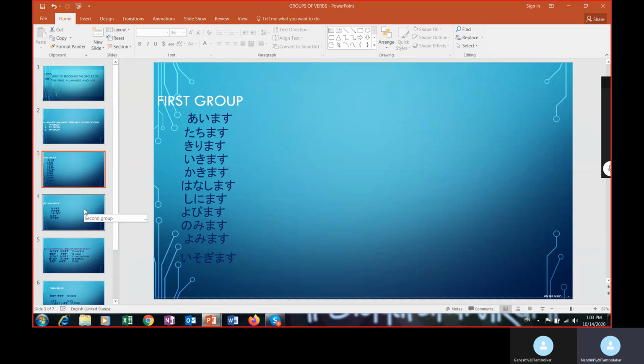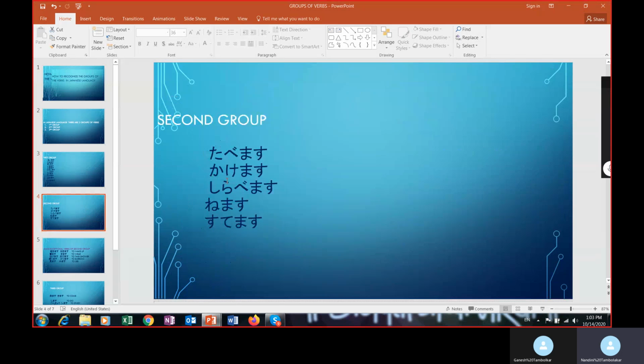Let us move to the second group. In the second group, I have texted some verbs. Tabemas is to eat. Kakemas is to hang; there are a number of nouns used along with kakemas. Shirabemas is to search, to investigate. Nemas is to sleep. Sutemas is to throw, to discard. Throw here does not mean throwing a ball; sutemas is to discard only.